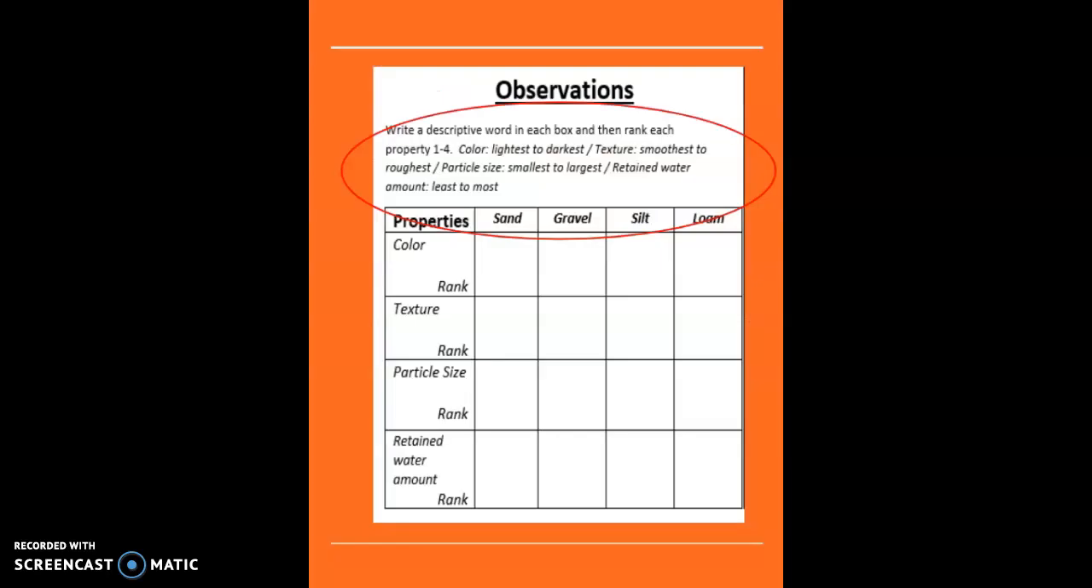So if you look at section B, the observations, you have instructions at the top of that section. It's called write a descriptive word in each box and then rank each property 1 to 4. Color will be ranked lightest being 1 all the way to 4 being the darkest. Texture will be ranked from smoothest to roughest, so 1 being the smoothest, roughest being 4. Particle size will be 1 for smallest, all the way up to 4 as the largest. And the retained water amount will be 1 for the least amount to 4 for the most amount.